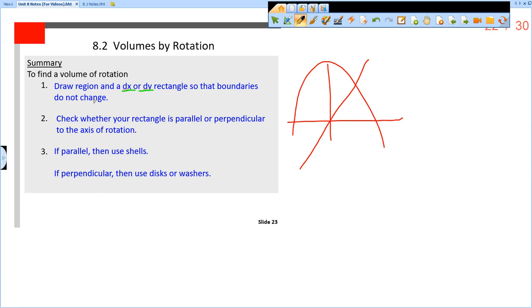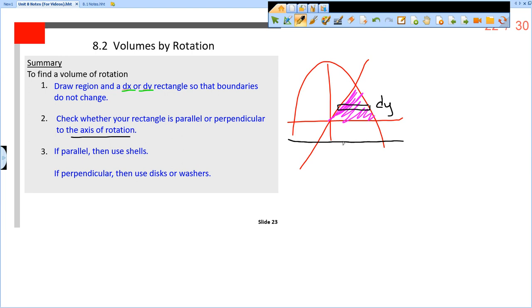Now, in that discussion, I didn't ever think about the disk method, washer method, or shell method. Why? Because if I have this region once again, and we already said it would make the most sense to use a dy rectangle, then I say, okay, I'm going to use a dy. Then I check what the axis of rotation is. Let's say I'm going around a vertical line, then this is perpendicular, and so I would use the washer method. But what if we were going around a horizontal line?